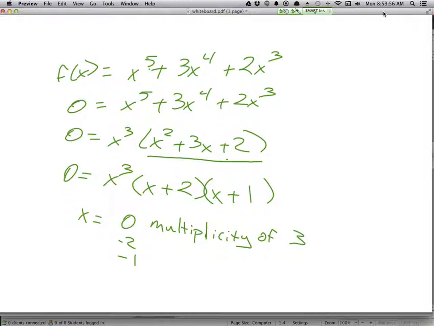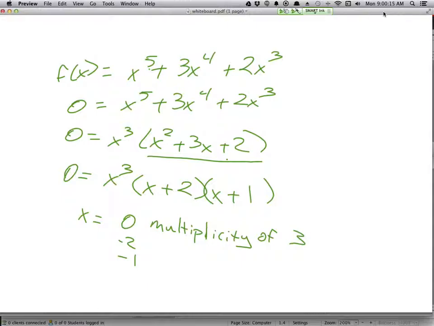The other ones don't have a multiplicity because what? There's no exponent on these parentheses. If there was an exponent on the parentheses, then we would have to say they were a multiplicity of that as well. So before we graph this thing, what do we know about it? Because we know some pretty good information about it before we graph it.